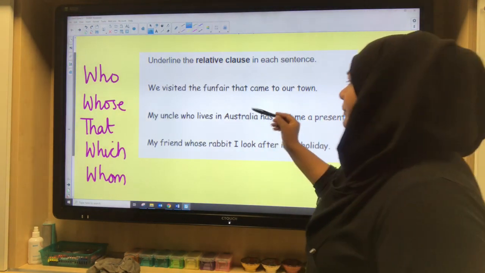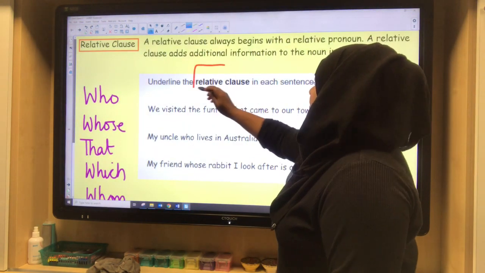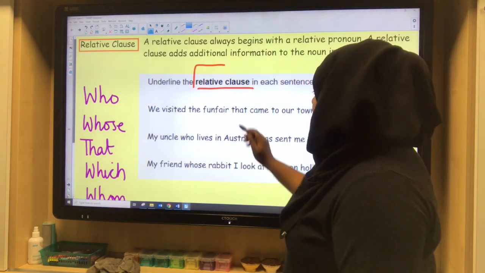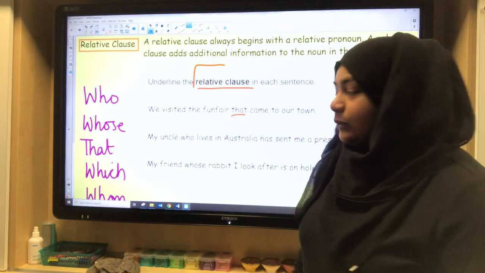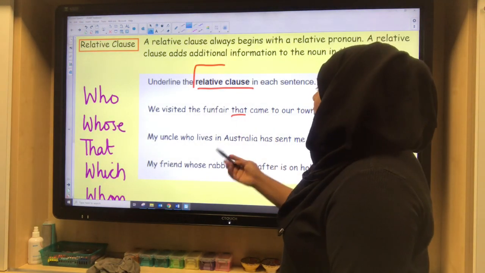Stop. Brilliant. Now it says relative clause, not pronoun. So if I just did this, I wouldn't get the mark. That's the relative pronoun, not the clause. Right, so let's have a read of this sentence again.